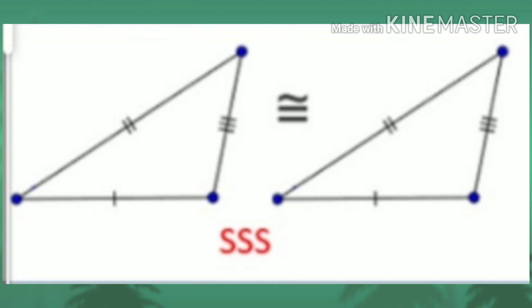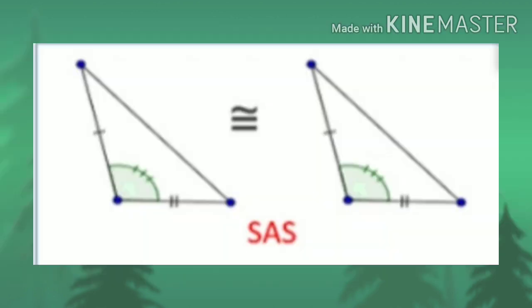If you observe carefully, you will notice that the sides of these two triangles are congruent, given by identical marks. So therefore these two triangles are congruent by SSS test, that means side side side test. Now here see, one angle of these two triangles is congruent given by identical mark and two sides are congruent given by identical marks. So therefore these two triangles are congruent by SAS test, that means side angle side test.